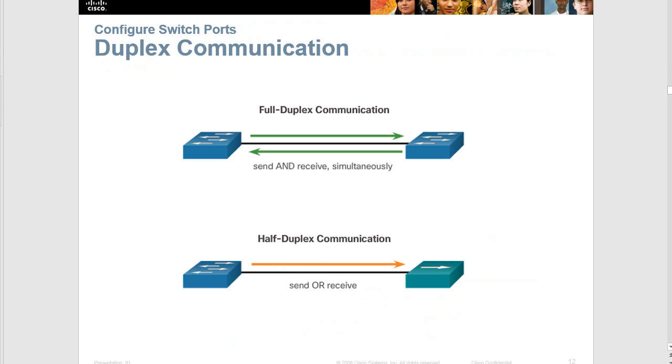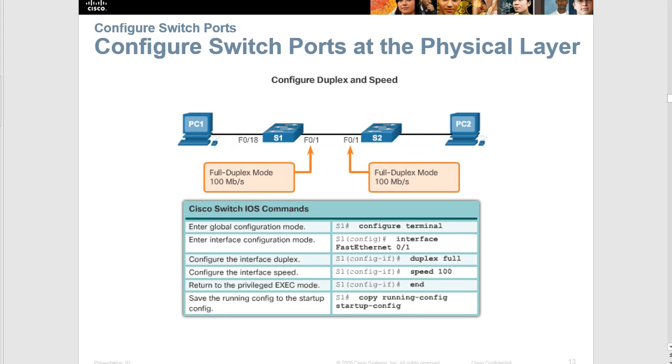We've talked about half duplex versus full duplex. You can either send or receive with half duplex, or do both at the same time with a full duplex setup. You can set that up on your switch interfaces manually. The default is for automatic configuration, but we can also set this up manually.